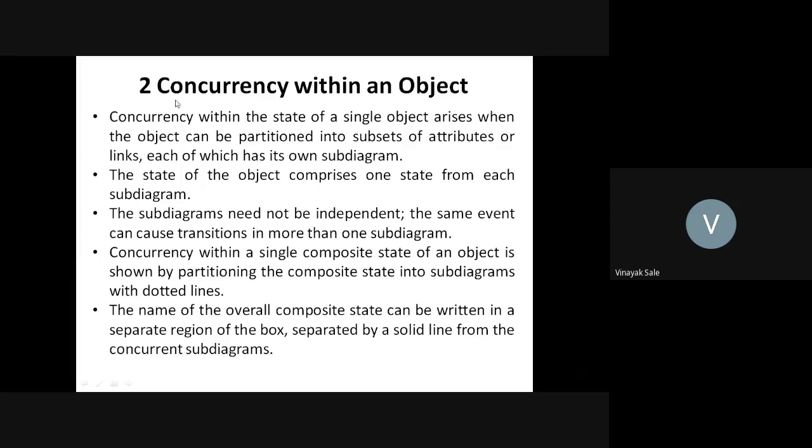Then the second part is concurrency within an object. Concurrency within the state of a single object arises when the object can be partitioned into subsets of attributes or links, each of which has its own subdiagram. The state of the object comprises one state from each subdiagram.